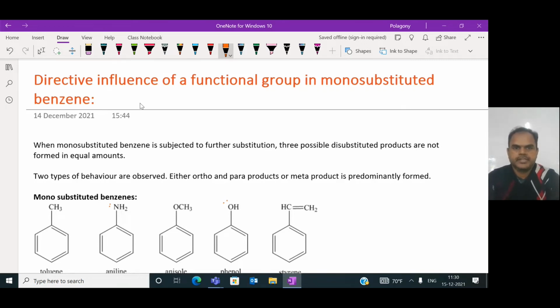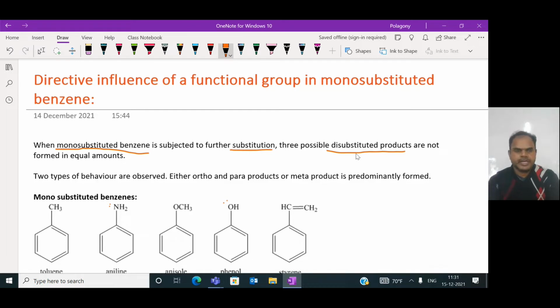So what is the direct influence of a functional group in monosubstituted benzene? As we know, by electrophilic substitution reactions like nitration, sulfonation, halogenation, and alkylation, we get monosubstituted benzene. The monosubstituted benzene, when further subjected to a substitution reaction, gives di-substituted products.